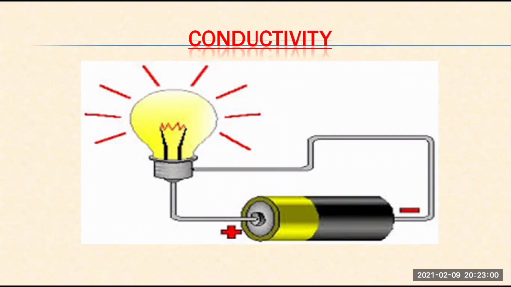So just see these pictures. Here is a battery, and here is the positive charge. That means it has plus. This is the positive charge. And see, there is what? Minus. That means it is the negative charge.